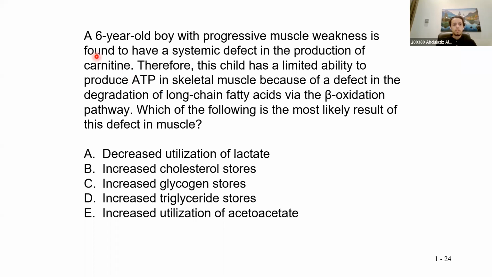Okay, another question. A 6-year-old boy with progressive muscle weakness is found to have a systemic defect in the production of carnitine. Okay, so therefore this child has a limited ability to produce ATP in skeletal muscle because of a defect in the degradation of long-chain fatty acids via beta oxidation. Which of the following is the most likely result of this defect in muscle?